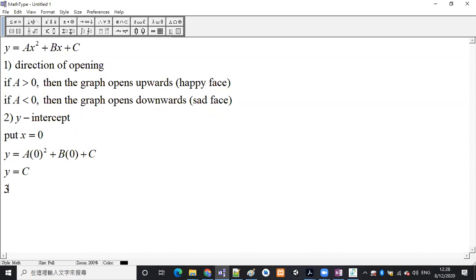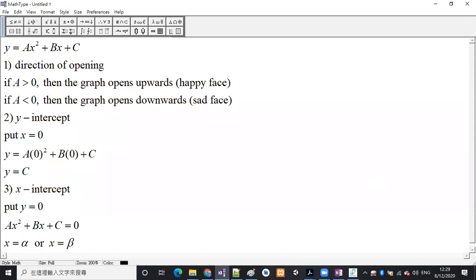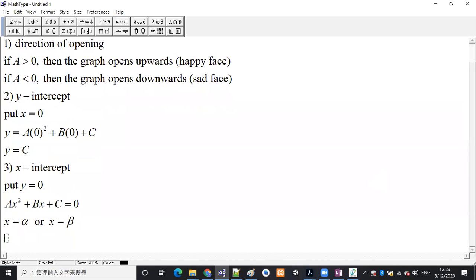And then the third thing is about the x-intercept. Okay, you need to put y equals 0, and then you will get a simple quadratic equation. Okay, and you just use the calculator program 1 to find the two values. So x is equal to alpha, or x is equal to beta. And then alpha and beta will be the x-intercepts. Okay? And then the fourth one is special: you have to convert it into the vertex form, y equals a(x minus h) squared plus k. Okay?